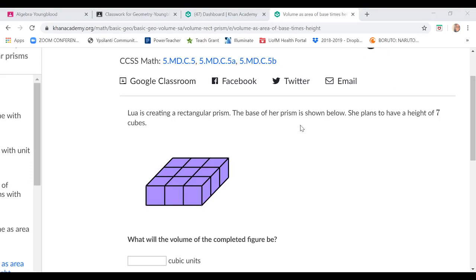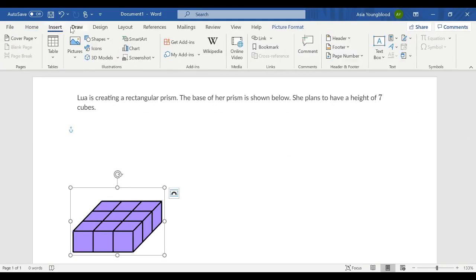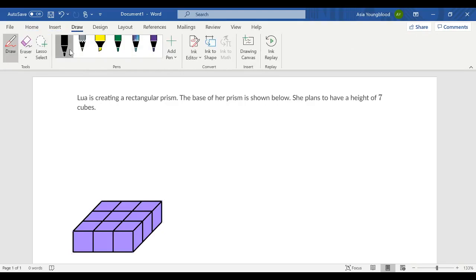So again, for this problem, we're given this base and being asked to find the volume if we continue this base or stack this base 7 times. So that's what this height of 7 cubes means. That means I want 7 of these rectangular bases. I've already copied this figure into our sketch pad. The key thing to keep in mind is that the height is going to be 7.